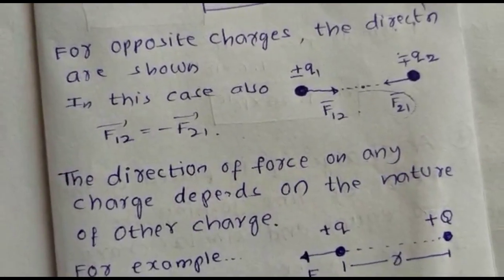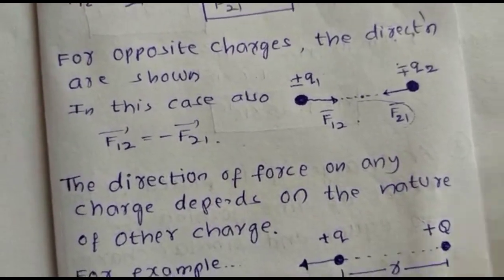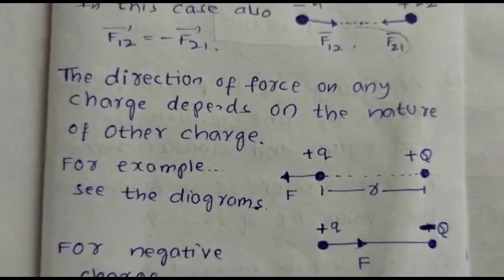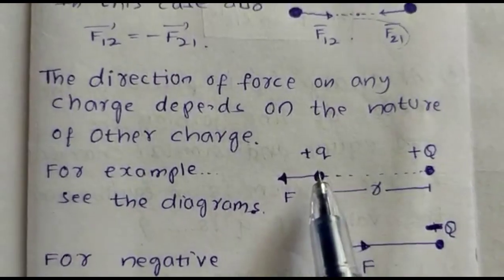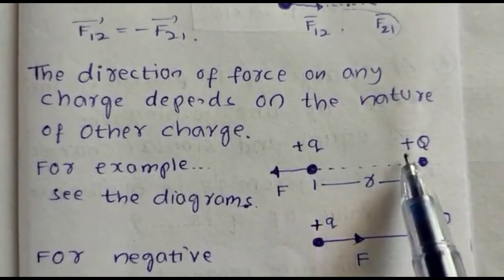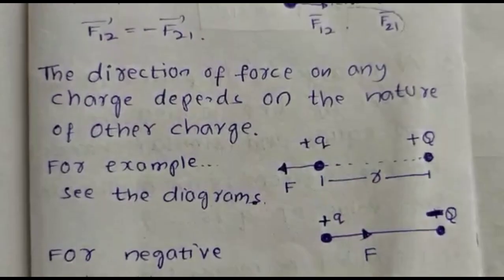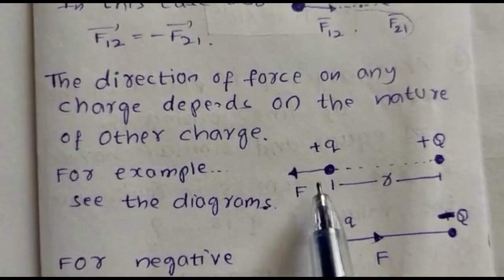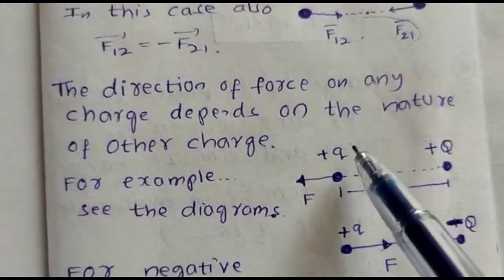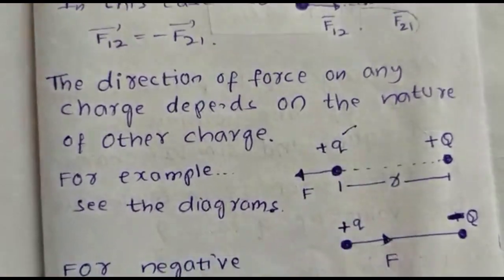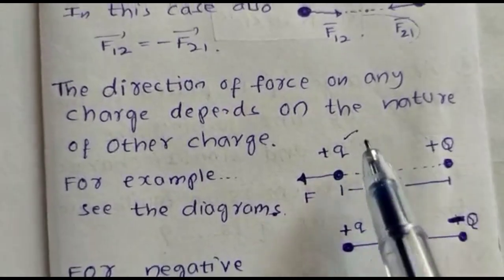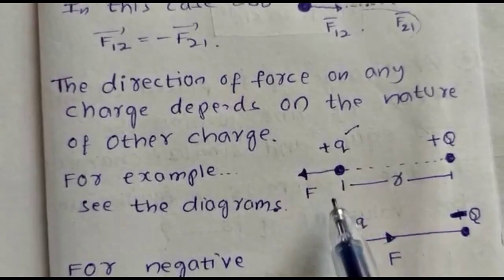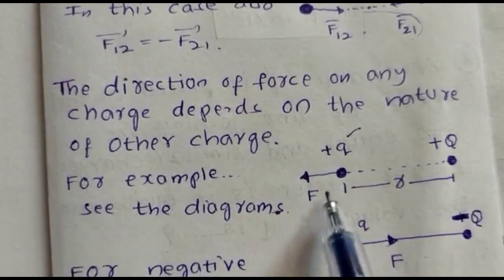The direction of force on any charge depends on the nature of the charges. Already I told you, this is a very important conclusion finally. For example, let us consider two charges, plus q and plus capital Q. Both are similar charges, I mean both have the same nature of charge. If they ask what is the force on the plus q, here both are positive. When both are positive, this charge capital Q tries to push the small q. Therefore the force is always acting away from the charge.